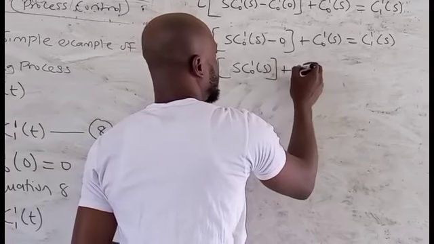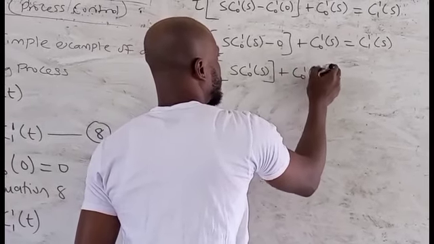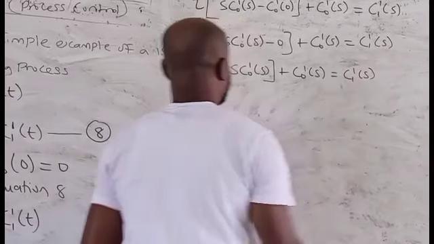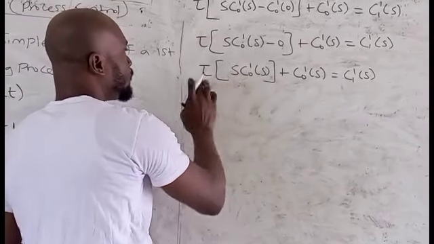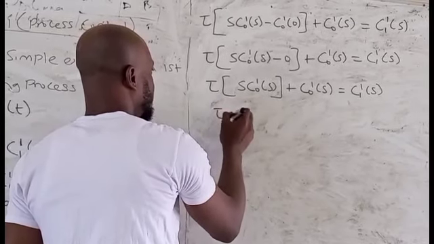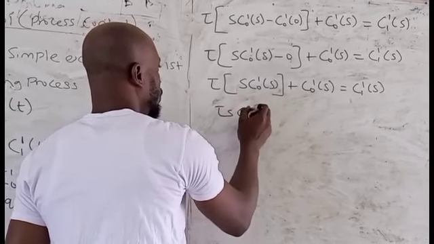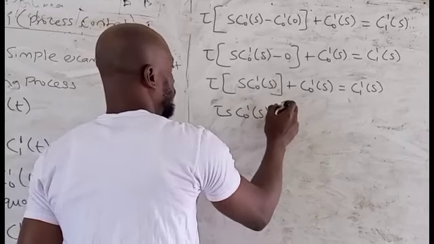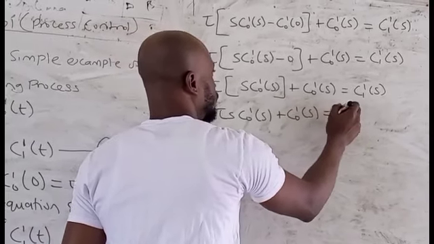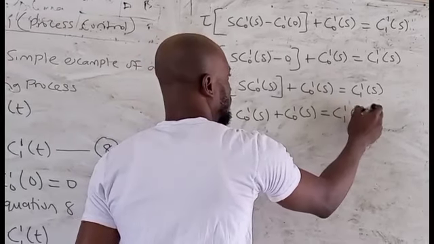Plus C0'(s) equal to C1'(s). So finally, if you open up this bracket, you're going to have tau s C0'(s) plus C0'(s) is equal to C1'(s).